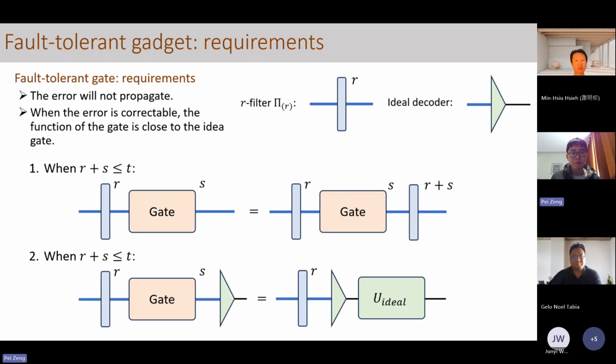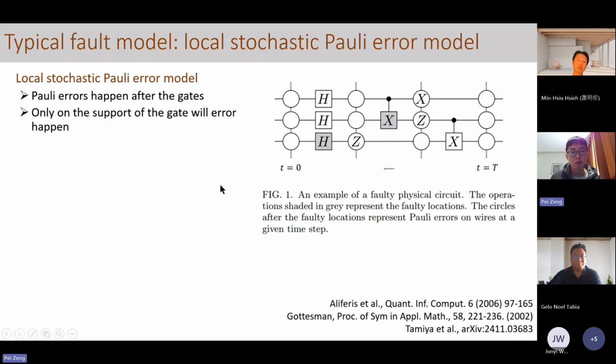Now I want to say something new, or something I want to emphasize in our paper. In their error model, they consider these S errors. What is the meaning of these S errors? Usually people consider the error model as a local stochastic Pauli error model. Let's see a very simple circuit with five gates: Hadamard, C naught, idling, C naught. This is a very simple circuit.